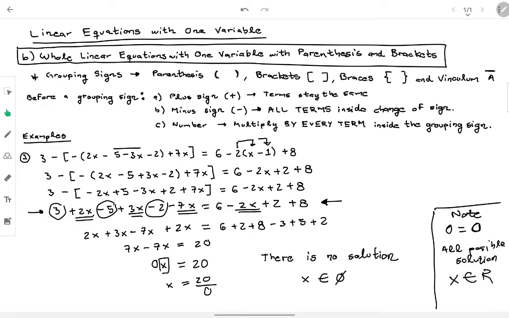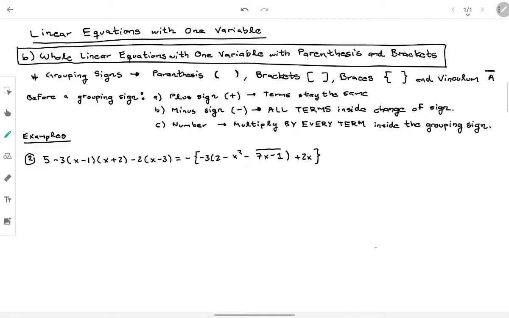So this is example number 1. I will do another example with you. So let's see, in this second example, we have something like that. We have different parentheses, brackets, and so the idea is the same. First, we need to do all types of mathematical operations to eliminate those brackets and parentheses, and then we will have a normal linear equation. So let's see in this case.